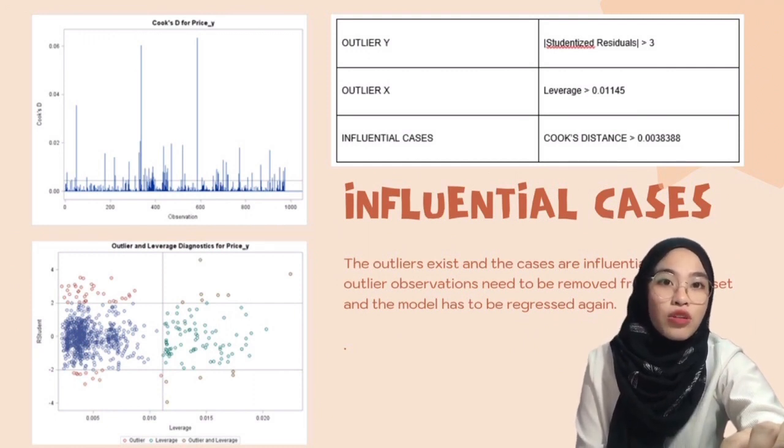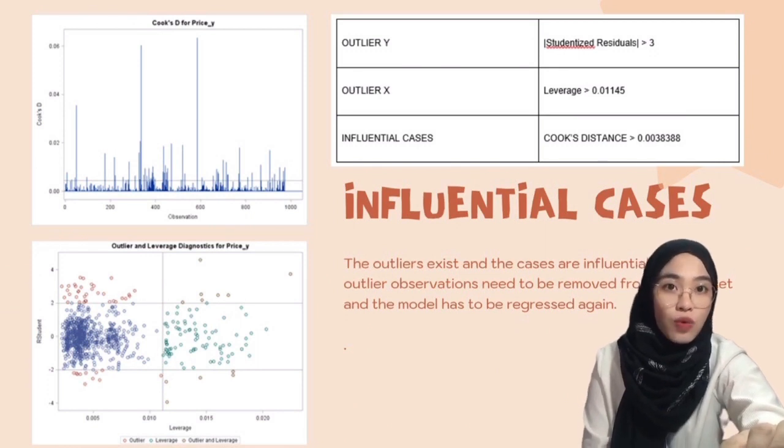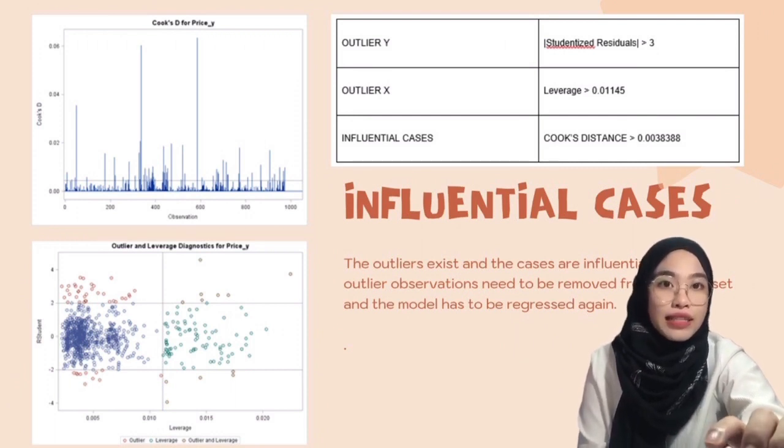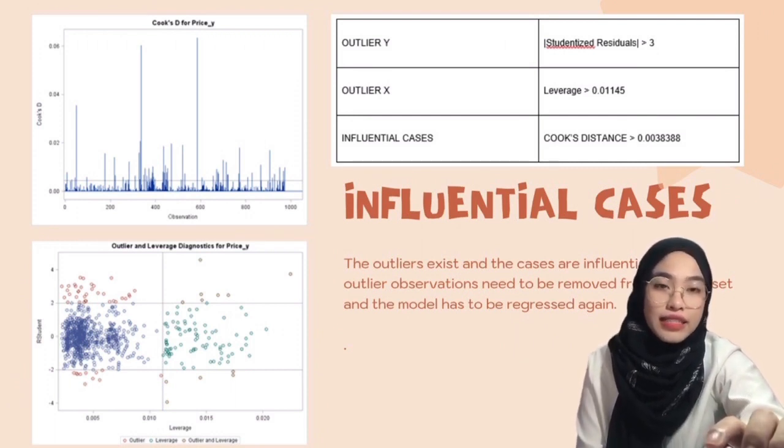Based on the Cook's distance value and DFFITS value calculated, as you can see from appendix 1, it indicates there are outliers which influence the fitted value. In conclusion, outliers exist and the cases are influential. So the outlier observations need to be removed from the dataset and the model will be regressed again.